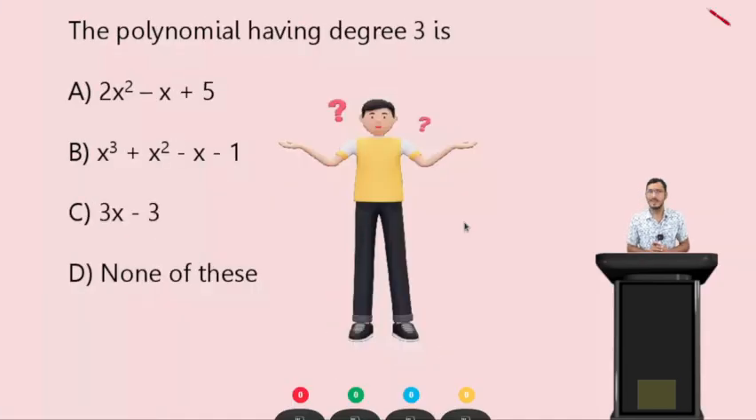Find out which polynomial has degree 3. I'm giving you 30 seconds. Which option is correct? Option A, 2x square minus x plus 5. Option B, x cube plus x square minus x minus 1. Option C, 3x minus 3, and option D, none of these. Tell me the answer here.